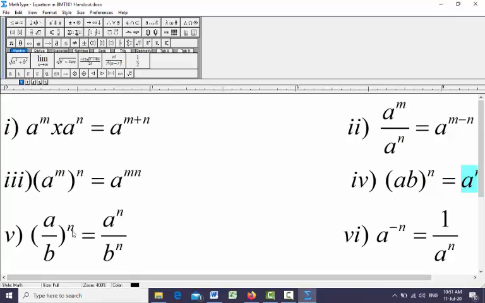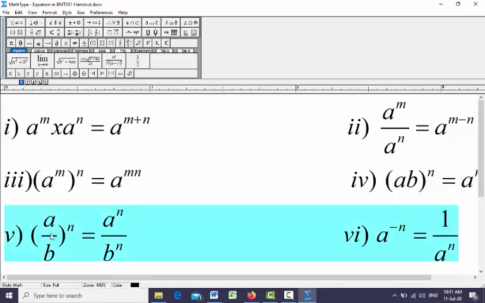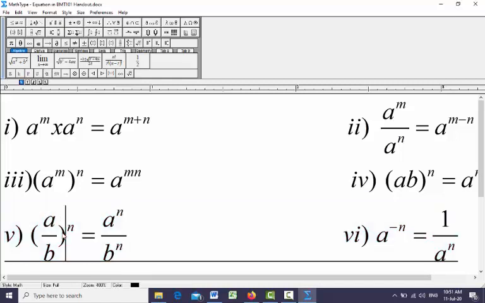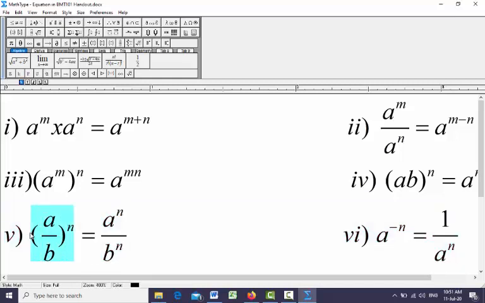Now let's check out the next one, rule number 5. Here we have a by b, in brackets, to the power n. This power n is applicable to both a and b. So we will have a to the power n divided by b to the power n.